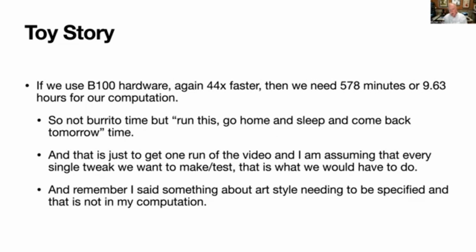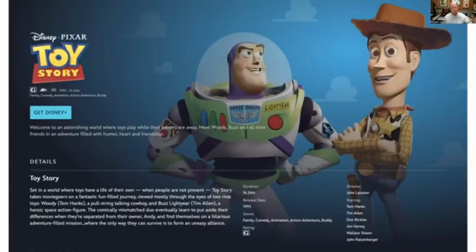If we use B100 hardware, again 44 times faster, then we need 578 minutes, or 9.63 hours for our computation. So this is not burrito time, but run this, go home and sleep and come back tomorrow time. And that is just to get one run of the video. I'm assuming that every single tweak we want to make or test, that is what we would have to do. And remember, I said art style needs to be specified, and that is not in my computation. So it actually takes a lot longer.